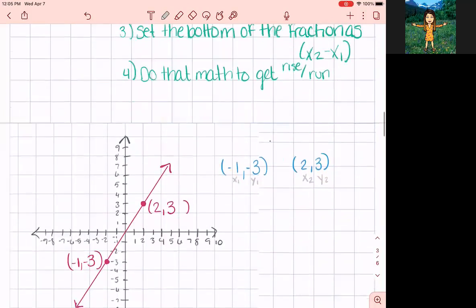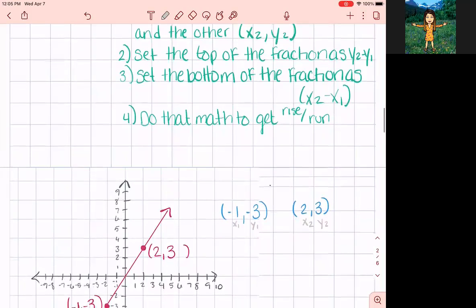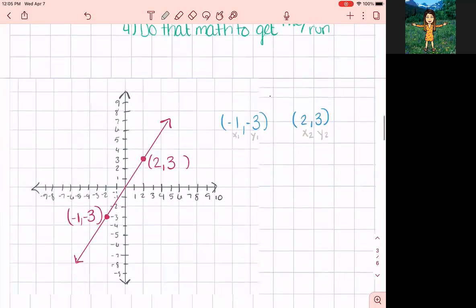So I've got those. Step 2, set up a fraction and make the top y2 minus y1. So y2 minus y1. So in this case, my y2 is that 3. So we're going to do 3 minus y1, which is -3, so minus -3. And I pulled that from right there. So basically this is kind of like substitution, right? I replaced the y2 with my y2 and the y1 with my y1.